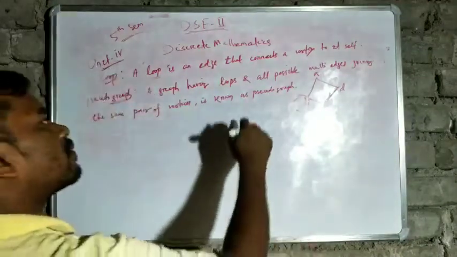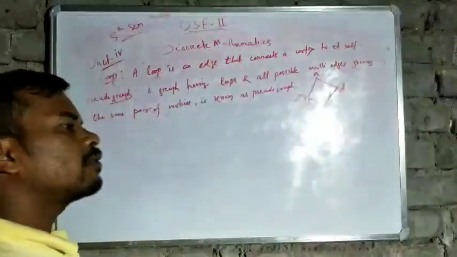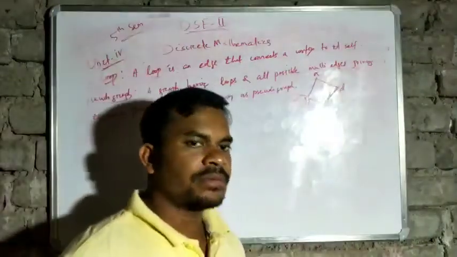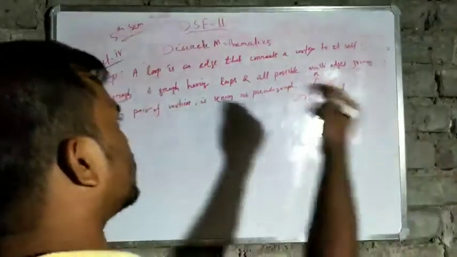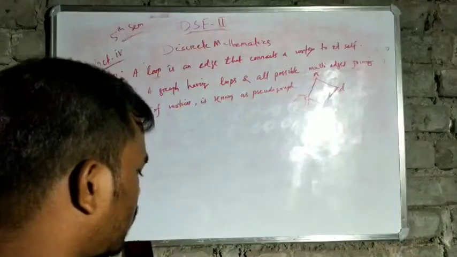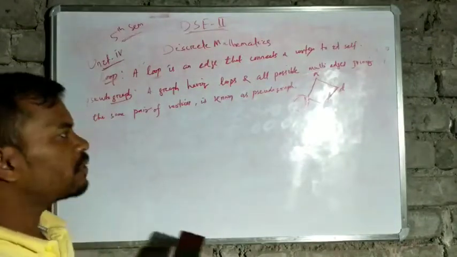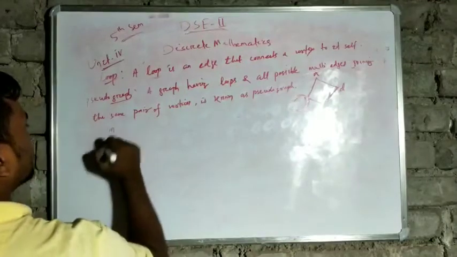That means a graph having loops and all possible multi-edges. Loops and multi-edges, both are present means there is a pseudograph. So now we'll see what is an undirected graph. And this is types of graph. This undirected graph.